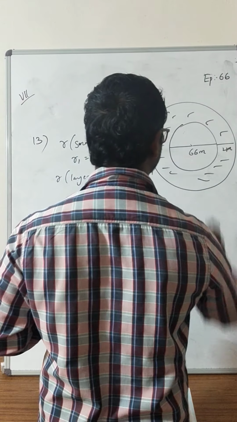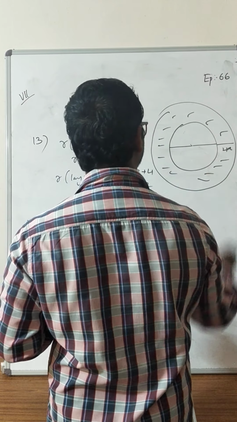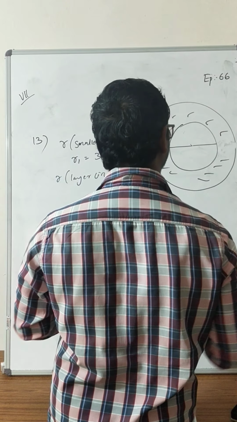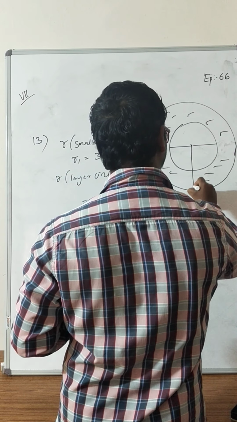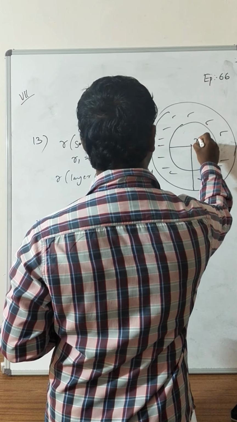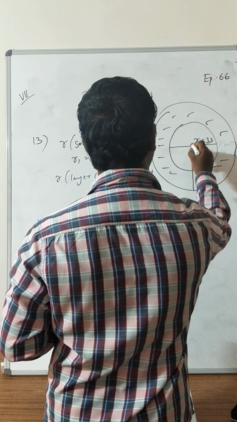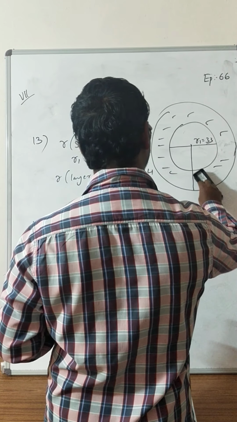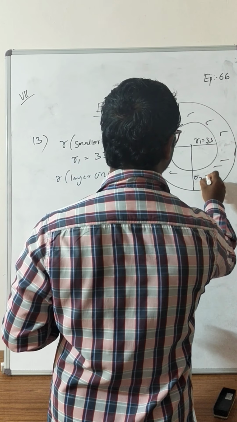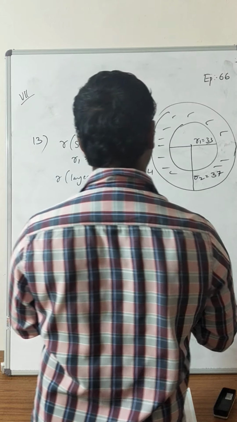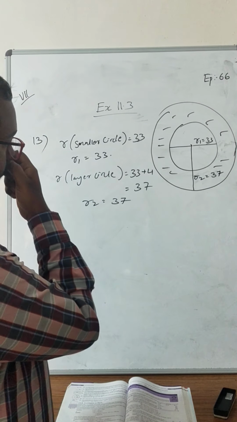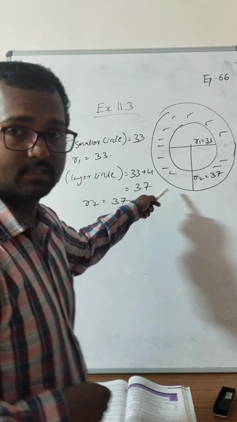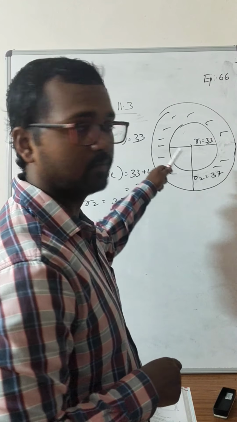So see here, this is R1, 33 meter. This entire thing is R2. R2 is 37 meter. Okay, now we know the radius. Now we will find the area of the larger circle and then we will subtract the area of the smaller circle from it.